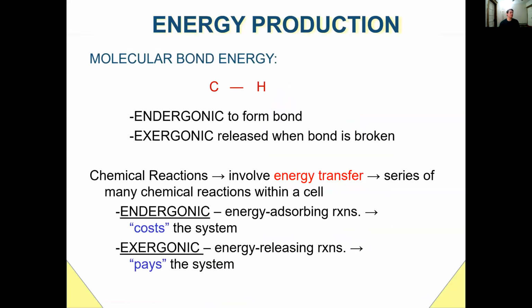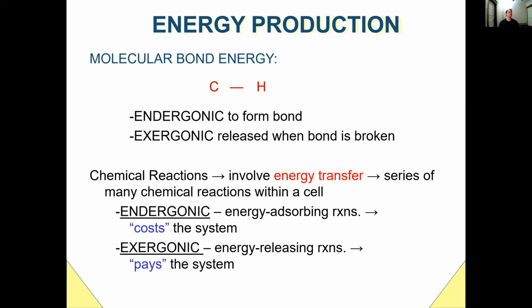So why do we go through metabolism? One of the major reasons is, of course, for energy production. And we get that from the molecular bond energy, which can be endergonic, remember, which would be to form a bond, or it can be exergonic, which is released when the bond is broken. Think back to when we discussed catabolic and anabolic reactions.